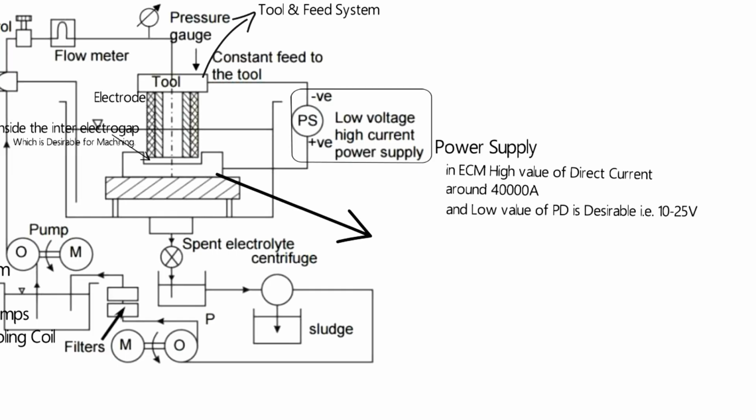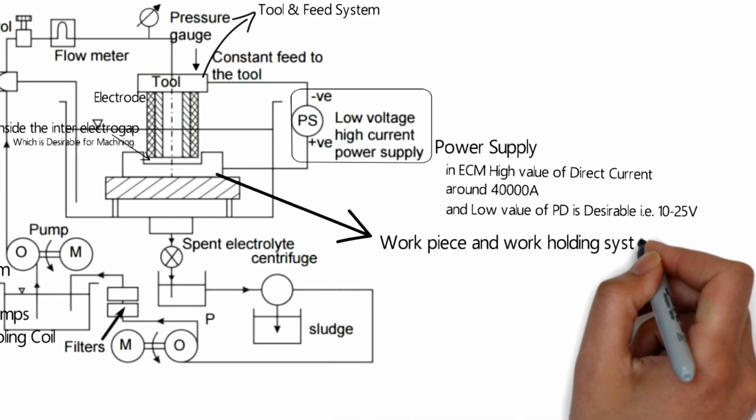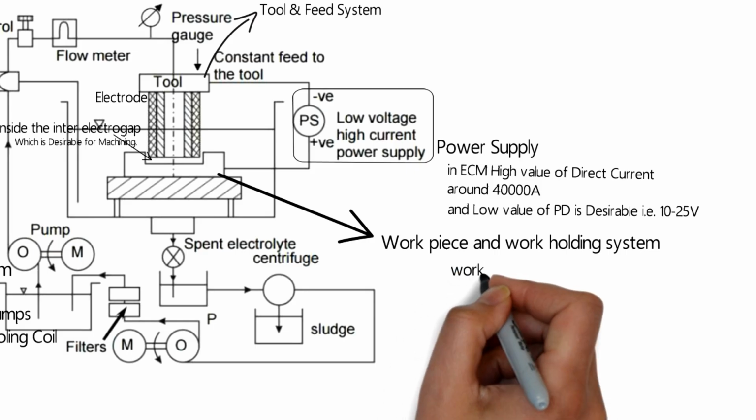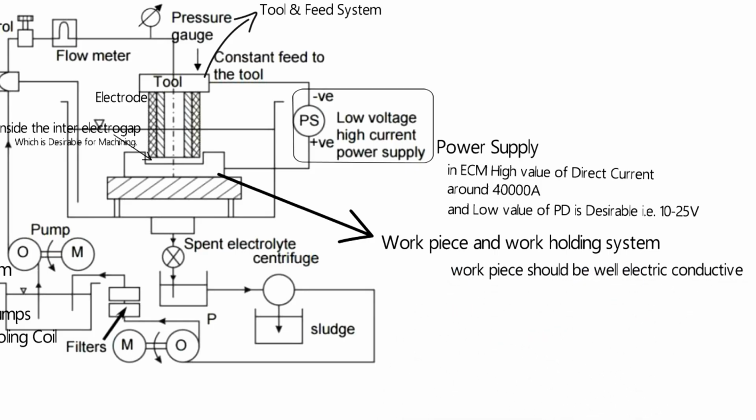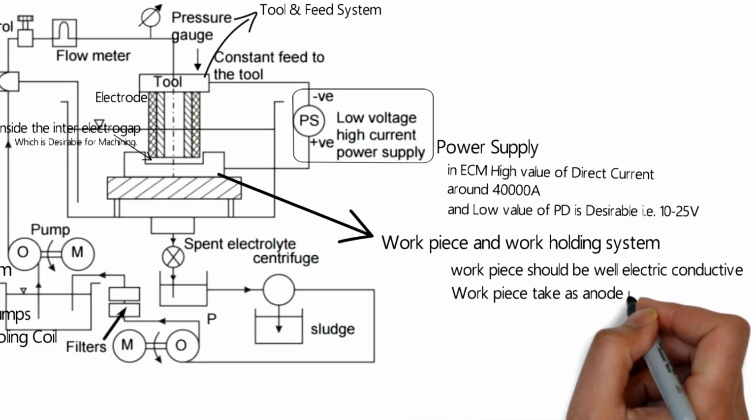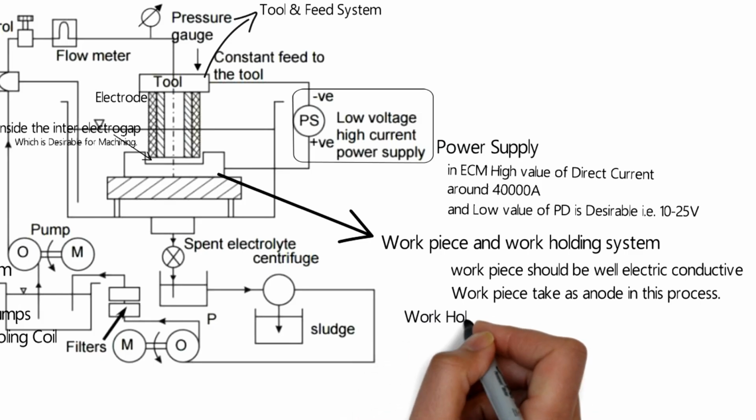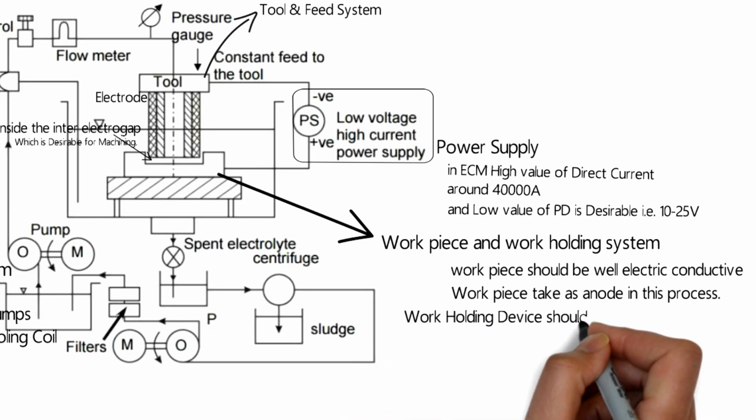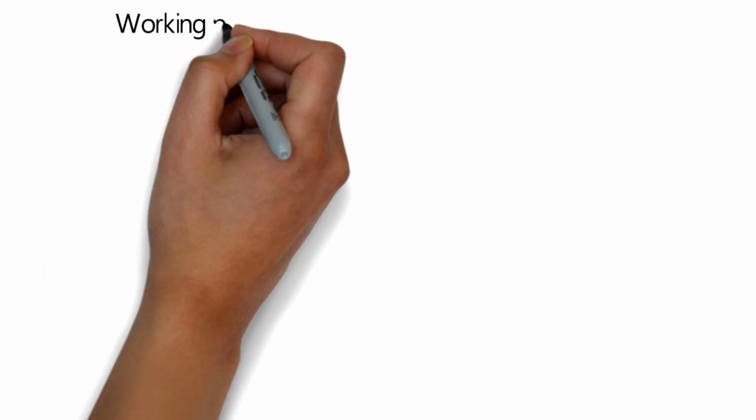The next item in the equipment is our workpiece and the work holding device, or work holding system. The workpiece should be well electrically conductive, and in this process the workpiece works as an anode. The work holding device should have non-conductive electrical properties.